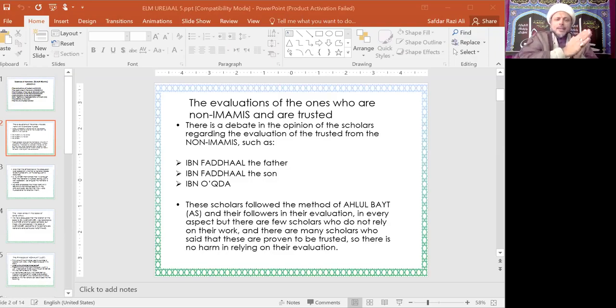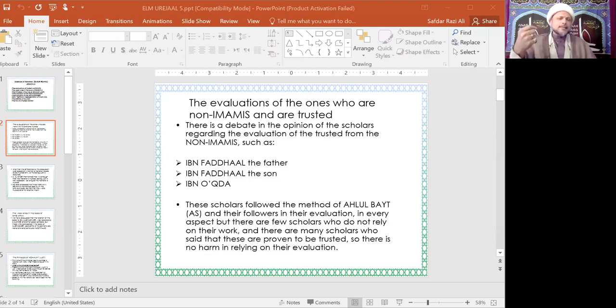Whenever there is a trustworthy person, one person is enough. Why? Because you gave him the title of trustworthy because you lived with him. You know that he never ever lied to you. He may be an alcoholic abuser. He may be doing something wrong. But when it comes to his word, he has never ever lied to you. You have lived with him.